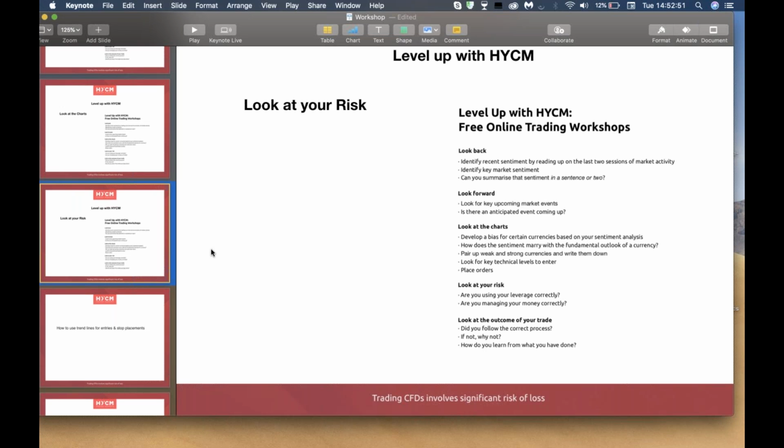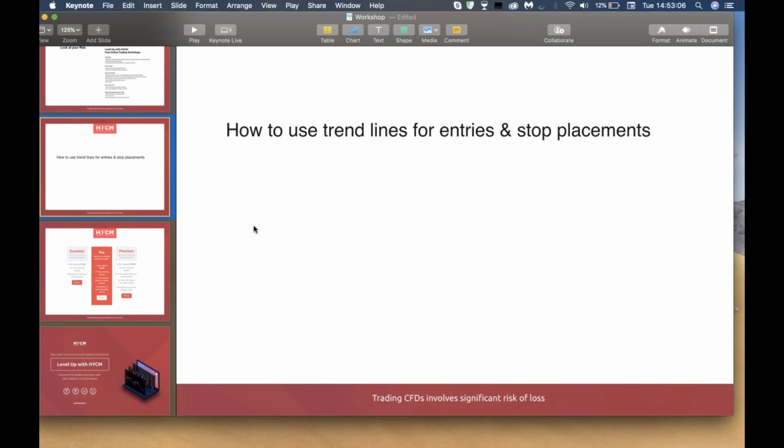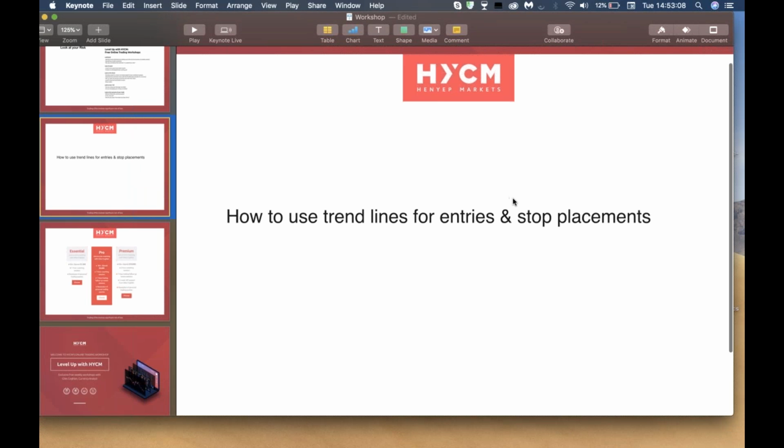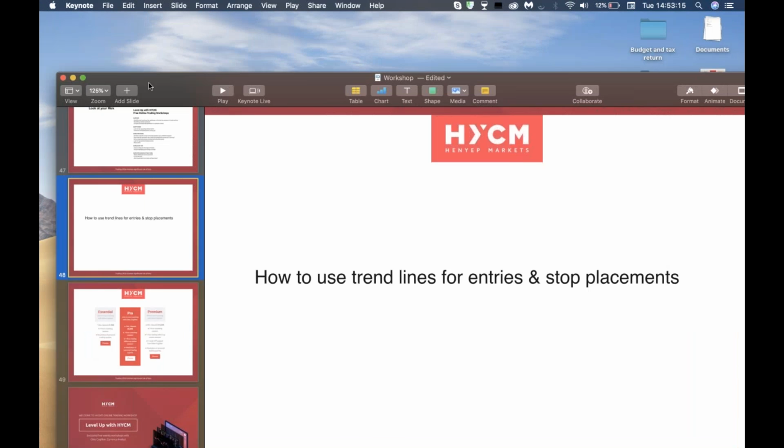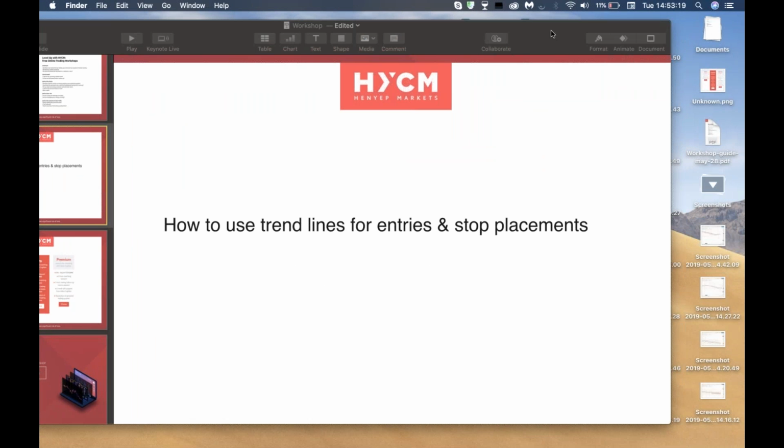My advice is always not to use too much leverage. In fact, don't use leverage. It really helps your trading. I cover that in some different webinars, and we won't have time to cover that again. They will show you how to use trend lines for entries and stop placements. This can be helpful, and I want to show you how to use trend lines.